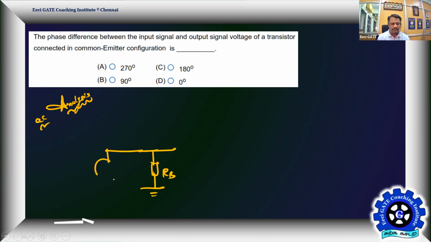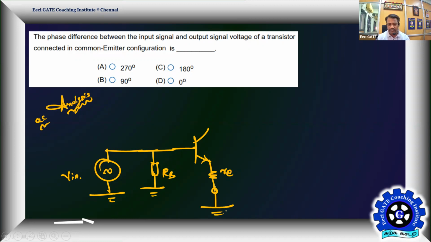So here we have the signal to be amplified. That's your VIN connected to the base. As of now, I'm not talking about coupling and bypass capacitors. Okay, so assume they are there in the circuit and they did their role. After that, whatever the circuit I have is the circuit for AC analysis.